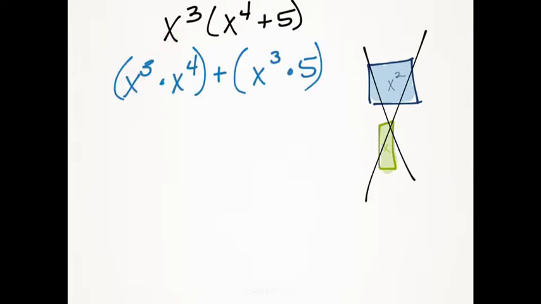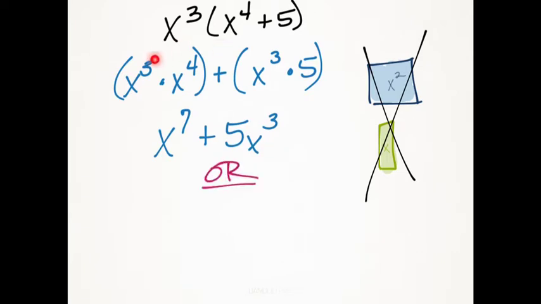So I went ahead and put x cubed there, x to the fourth there, we're multiplying. Addition sign in between because we have addition as our function there. x cubed and then 5 there. And now we simplify. x cubed times x to the fourth gets us x to the seventh power plus, just moving it down, 5 times x cubed is 5x cubed.